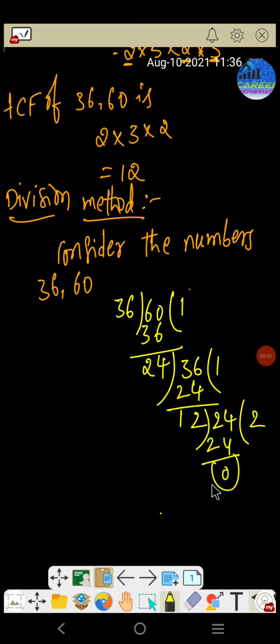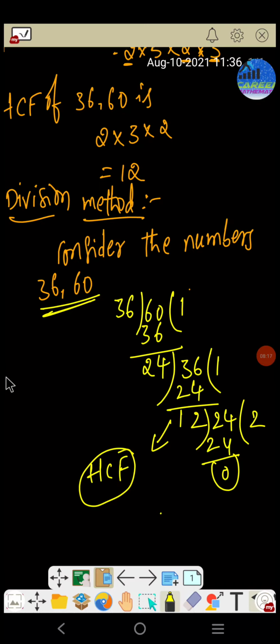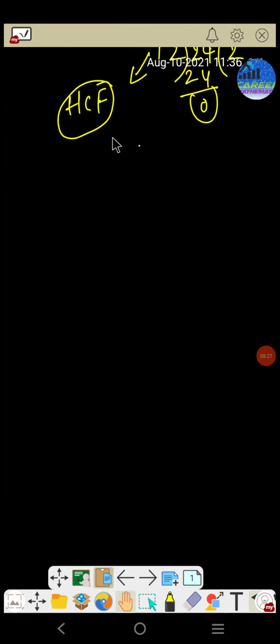Now when the remainder is 0, in that case the divisor is called the HCF. So in which case the remainder is 0, in that case the divisor is called the HCF of the given two numbers. So what are the given two numbers? 36, 60. So the HCF of 36, 60 is 12. Understood this one? Next we will see one more example to understand this one.